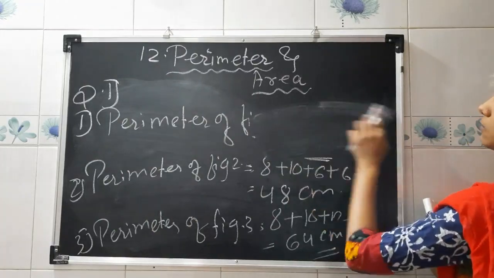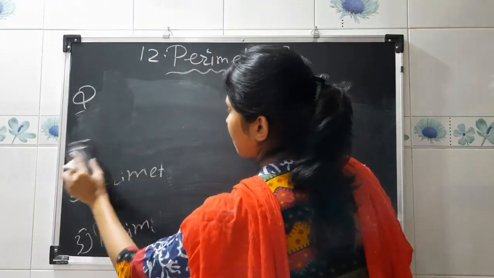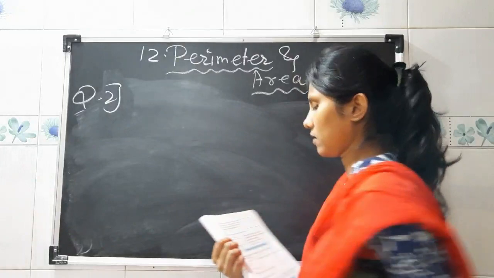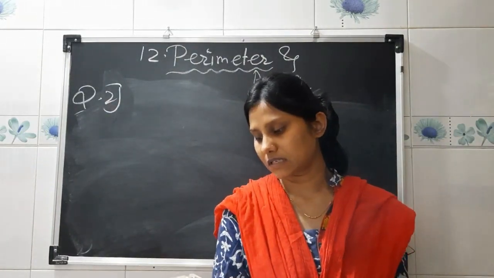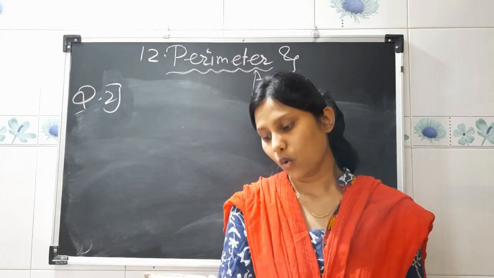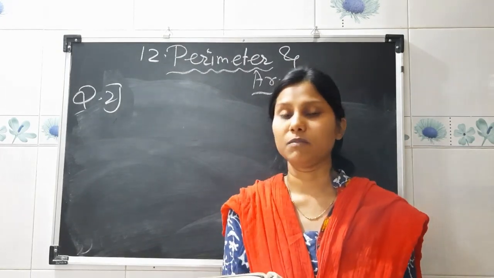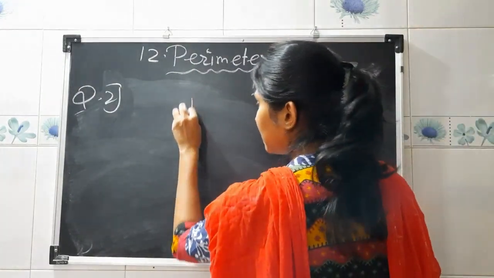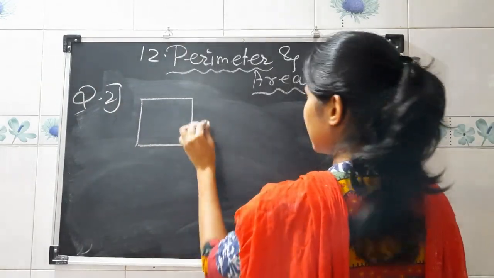Now come to question number 2. See what they have given. If a square of 1 centimeter is cut out of the corner of a larger square with side 3 centimeter, what will be the perimeter of the remaining shape? There is a square of sides 3 centimeter.